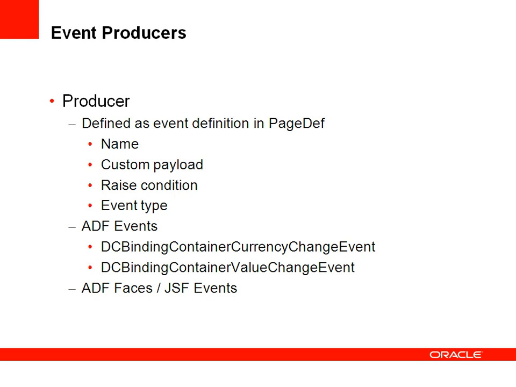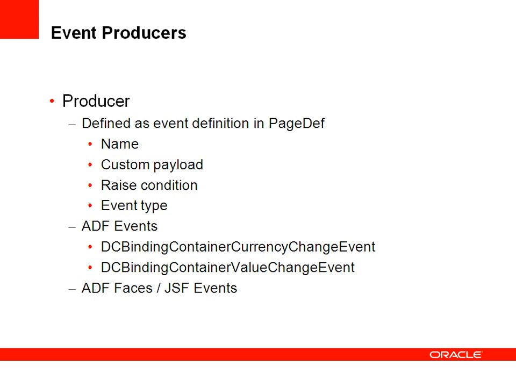A producer has a name which identifies the producer later when it's mapped to its listening part. Optionally, it may have a custom payload defined. The custom payload will override the default native event object. So instead of passing the action event of a JSF bound button, you want to pass something that is expression language referenceable, a managed bean, a session scope, or the binding layer, just to send different information to the listening method than what originally would be sent.